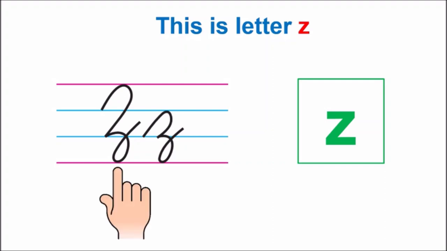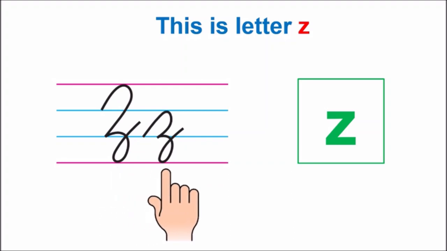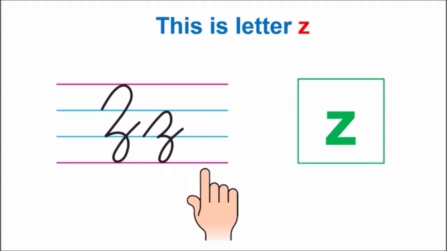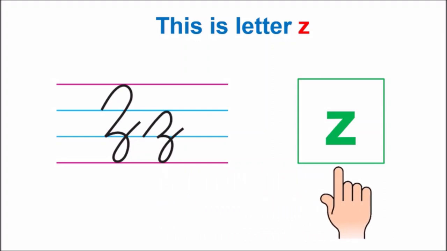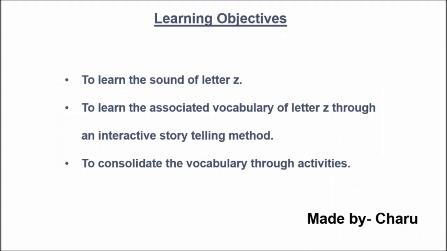This is capital cursive Z and this is lowercase Z in cursive and this is print Z and the sound of the letter Z is Z. Z. Z. Repeat after me, children. Z. Z. Today, we will learn the sound of letter Z.